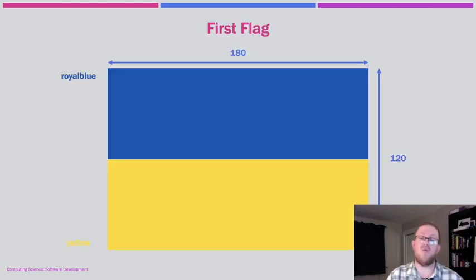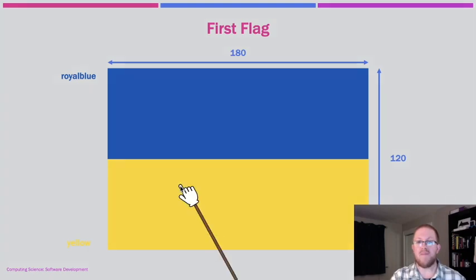So now that we know how to go forward, left, right, and to colour in shapes, we can actually use that information to create flags like this here. This here is the Ukrainian flag. So I'm going to go through this and we're going to build it in Turtle.